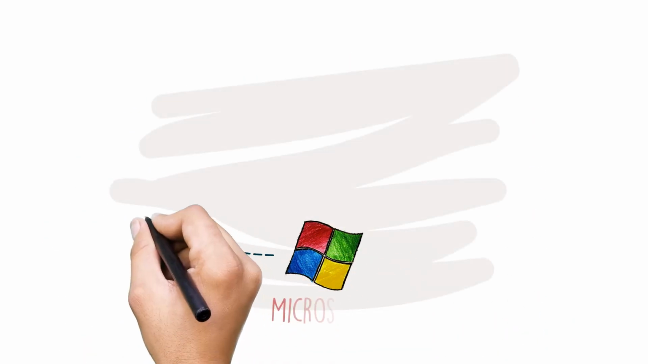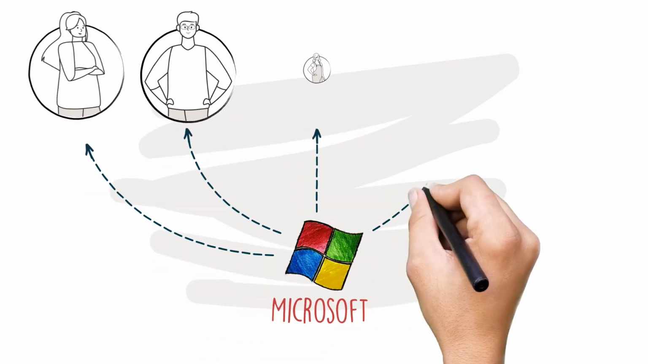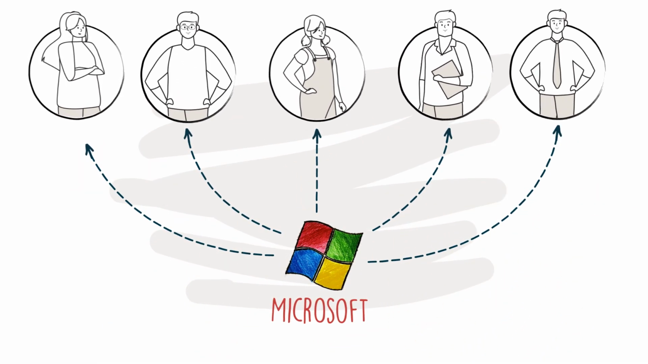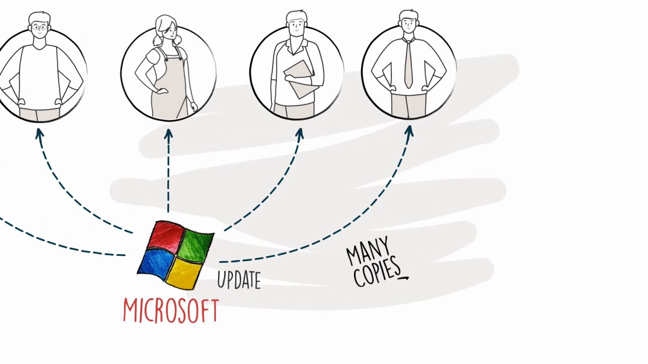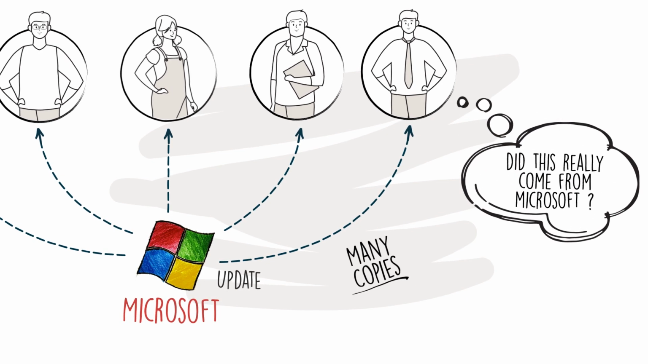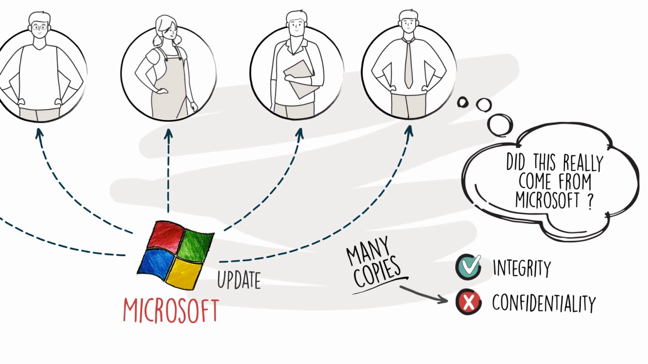Keep in mind that confidentiality and integrity don't always have to go together. For example, if Microsoft is releasing an update to their software, everyone needs to get a copy of it, so it is not confidential information. But before people install it, they need to ensure that it has not been tampered with, and the update really did come from Microsoft and not some man in the middle. In this case, MAC can be used without encrypting the software package.